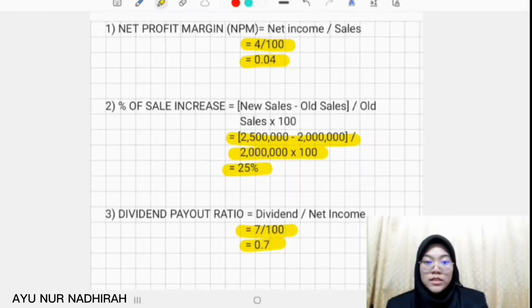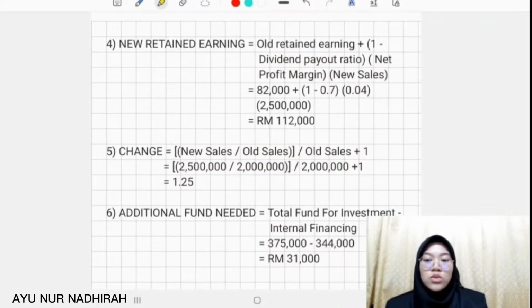Next, new retained earnings. To get new retained earnings, it is retained earnings plus 1 minus dividend payout ratio, multiply net profit margin and multiply with new sale. So 82,000 plus 1 minus 0.7, multiply 0.04, multiply 2,500,000. So the answer will be 112,000.